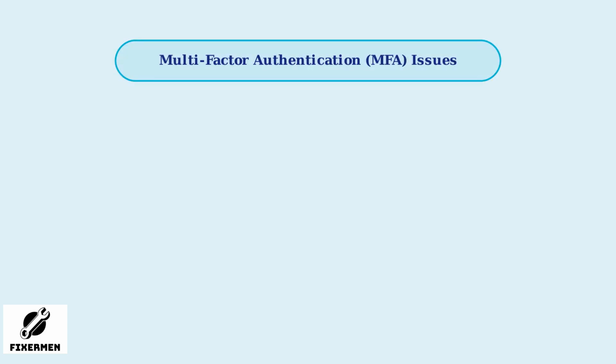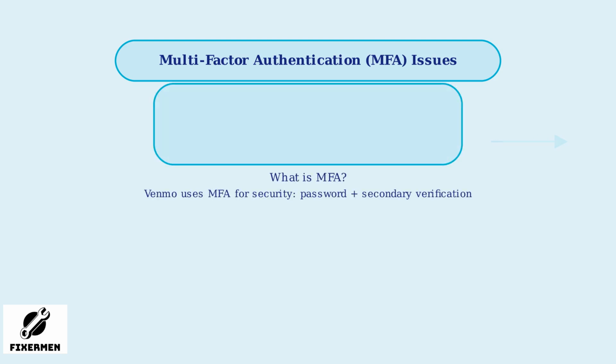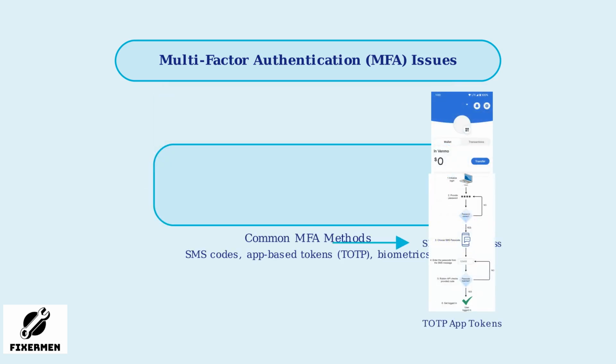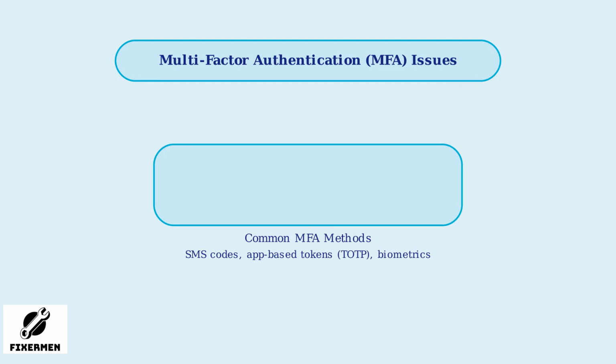Venmo uses multi-factor authentication for added security. This requires your password plus a secondary verification method. MFA stands for multi-factor authentication. Venmo requires it to prevent unauthorized access and protect against fraud. Common MFA methods include SMS codes sent to your phone, app-based tokens using time-based one-time passwords, and biometrics like fingerprints.